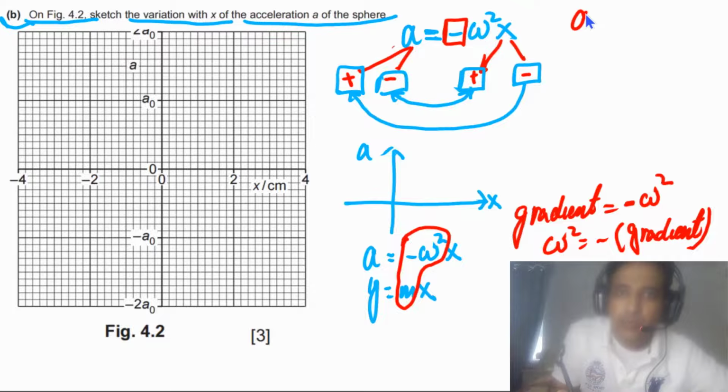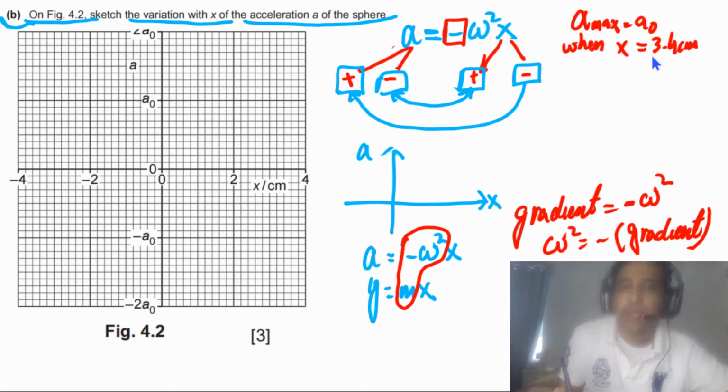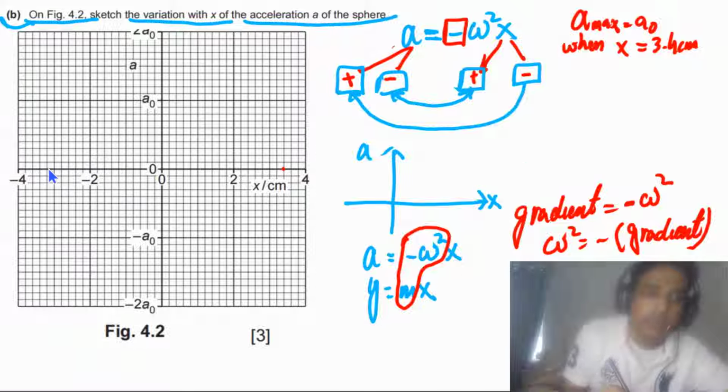Now let's try to sketch the graph. For this question we have already discussed that a max is equal to a naught when x is equal to 3.4 centimeters, and when x is positive, a has to be negative. So if you look at the x-axis, we have 2.2, 2.4, 2.6, 2.8, 3.0, 3.2, and this is 3.4. So when x is positive, a has to be negative. Now we can look at x when x is negative. So we have 2, 2.2, 2.4, 2.6, 3, 3.2, and 3.4 here.